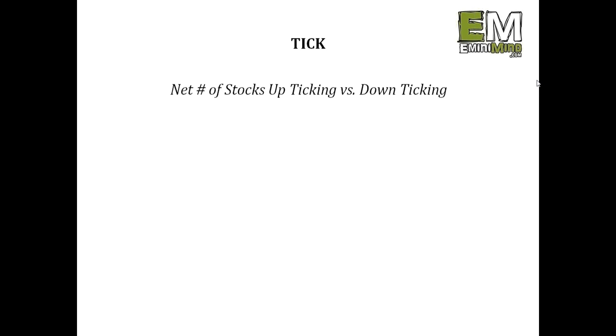Not to be confused with tick charts, the NYSE tick is an actual number that results in usually minus 1,200 to plus 1,200. Again, the extremes on the tick are what we're looking for. I think the biggest reading I've seen is 1525, and rarely do you see extreme ticks outside of 1,200, both plus or minus.